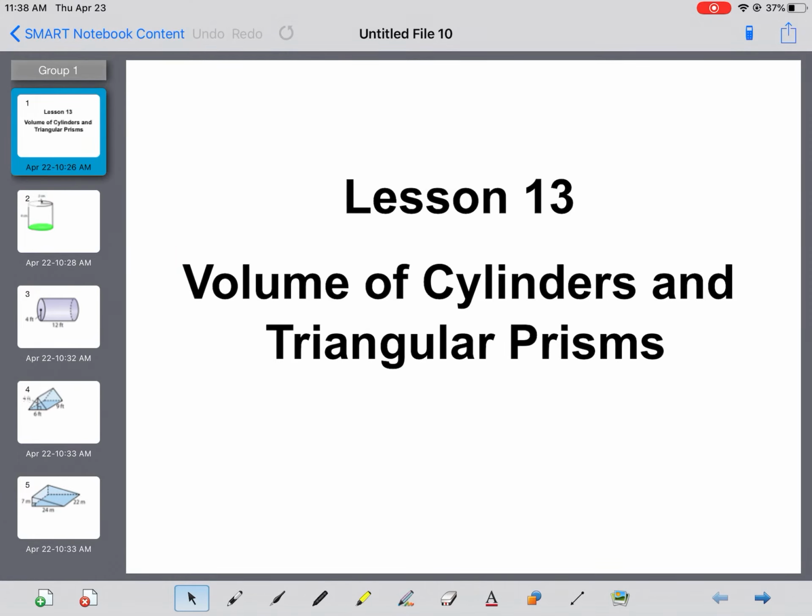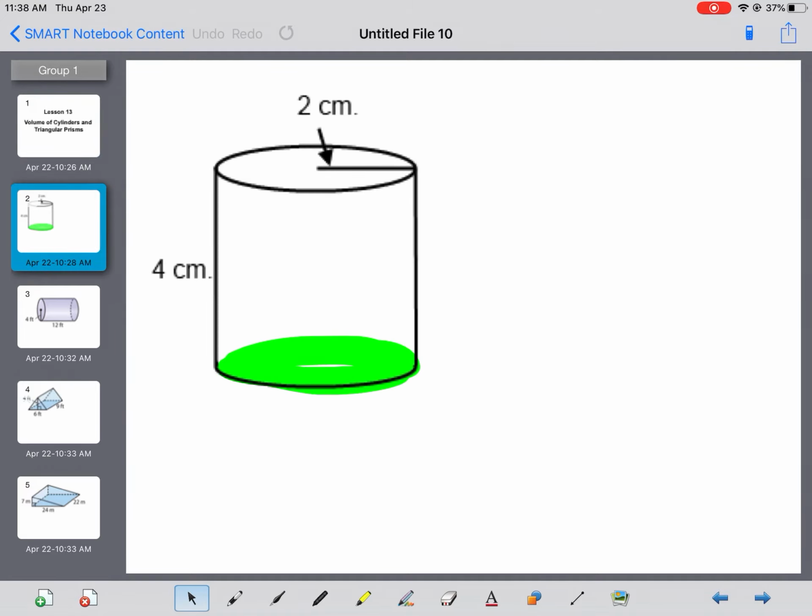Lesson 13, volume of cylinders and triangular prisms. We have come to the last lesson of our geometry unit, and we only have 2 more things to learn in this lesson.